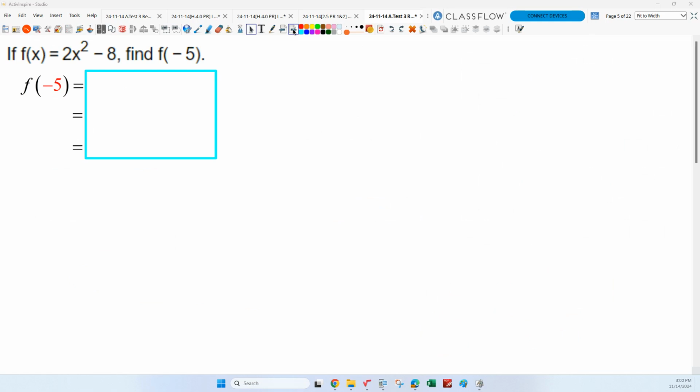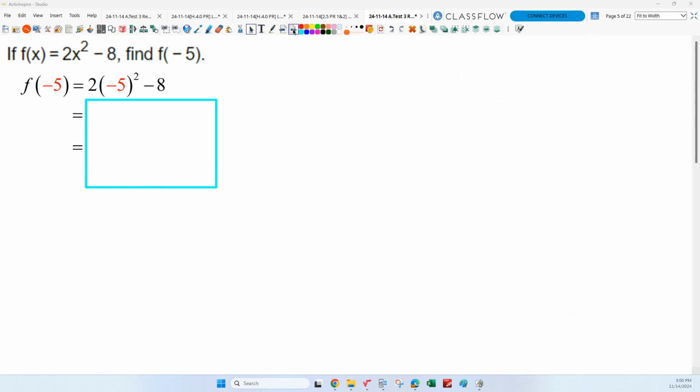So I'm substituting it in, but let's follow. What do I have to be very careful about when I substitute? Yeah, I need parentheses, don't I? Right, I got to put it in parentheses, so I've got to do this. Okay, now where do we go from there? So this is just order of operations stuff, PEMDAS stuff.